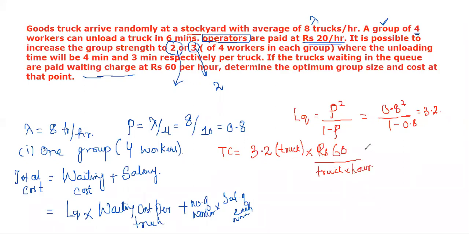So this is the total cost, plus the number of workers into the salary of each worker. Here currently the number of workers is 4. The salary of each worker is rupees 20 per hour. Okay, it's not the total salary for the whole day, it is the per hour salary. Okay, therefore, sorry, we can write that 4 here is 4 workers.